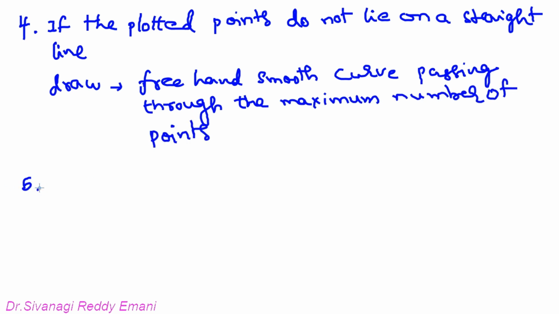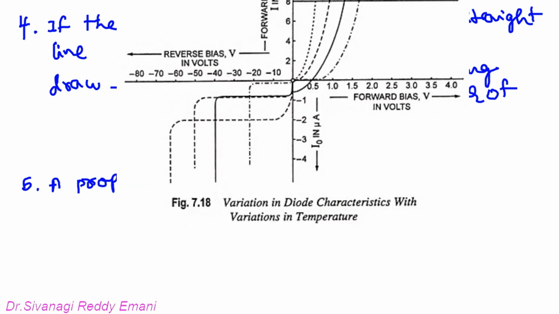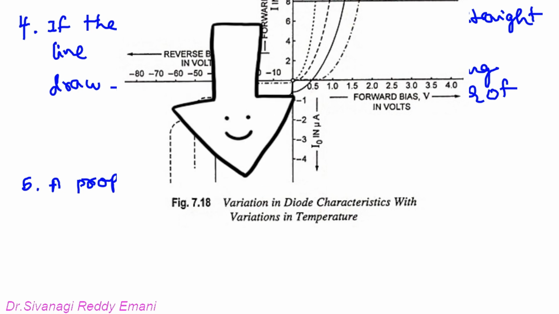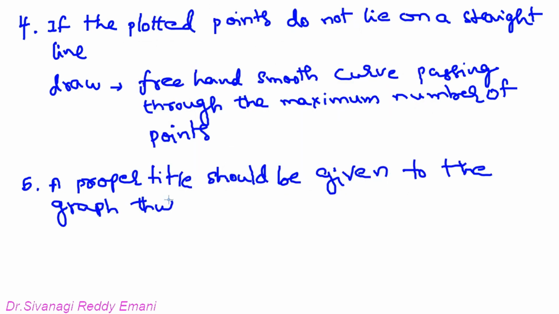Then the final and fifth one is, once a graph is over, a proper title should be given to the graph, whatever we plotted. So these are the parameters we have to take care of, starting with selection of the axis, variables, writing the scale, then choice of the scales, and drawing the graph and plotting for straight lines and plotting for non-straight lines. For all those things we have to take care. So this is for today's session.